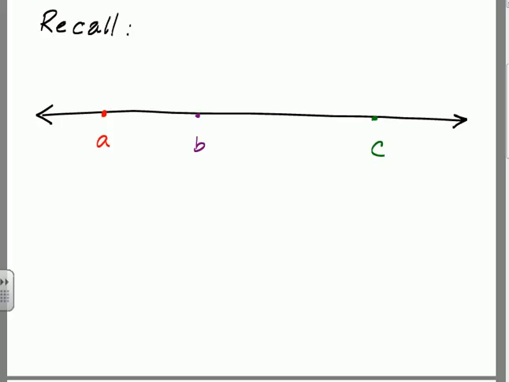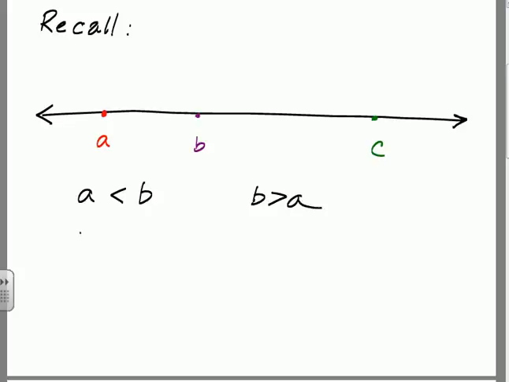So recall, before we move on, it's very easy to determine which number is smaller or greater on a number line because the numbers to the left are smaller, and as numbers go to the right, they get bigger. So how would A and B compare? Okay. A is less than B, and another way you could say that is B is greater than A.